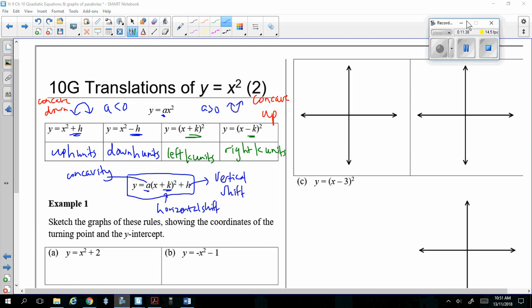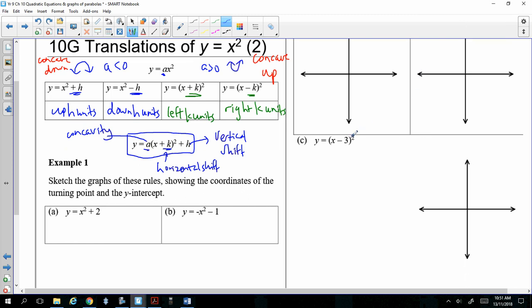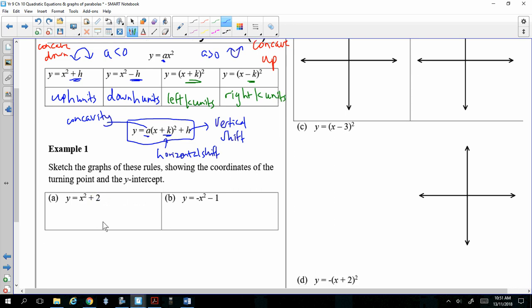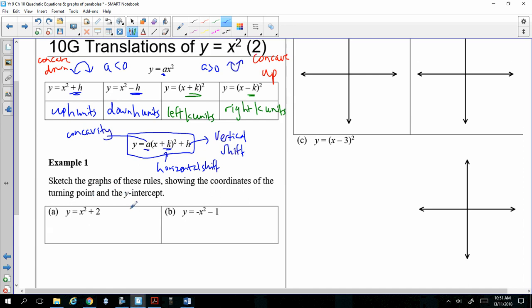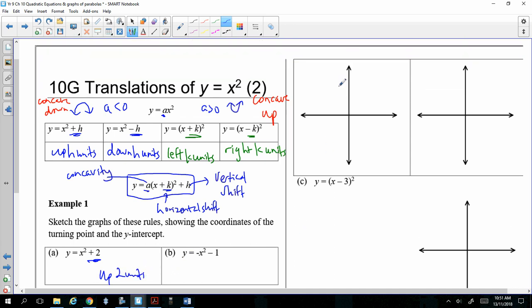So let's put this example into good use. We're going to do this example. So let's do the first one, x squared plus 2. Sketch this graph showing the coordinates of the turning point and the y-intercept. So what does the plus 2 do? You shift up 2 units. So what you do is, if I were to draw the parabola, don't draw it yet. Right, that's the parabola. I'm going to use the arrow key. See, I just move up 2 units like that.